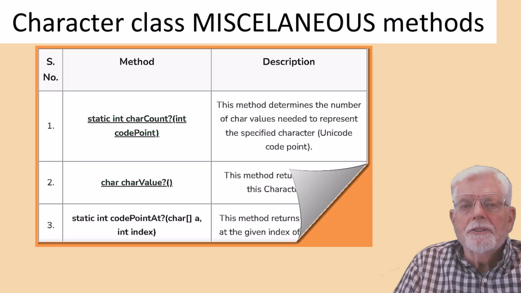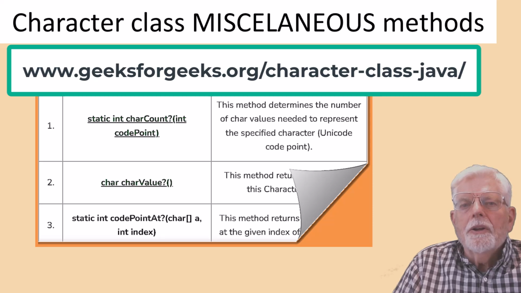GeeksforGeeks lists 86 Character class methods that can be used when working with Unicode characters, comparing characters and several other methods. I recommend looking over the list of Character methods provided by the GeeksforGeeks website, even if only to let you know that they are there in case you may need them in the future. Here's a link to GeeksforGeeks.